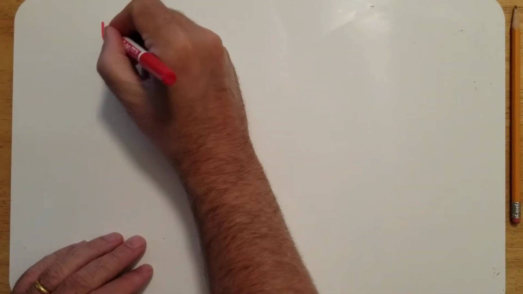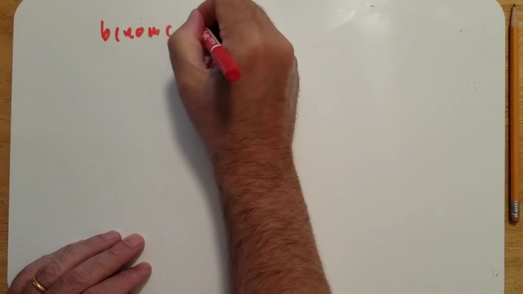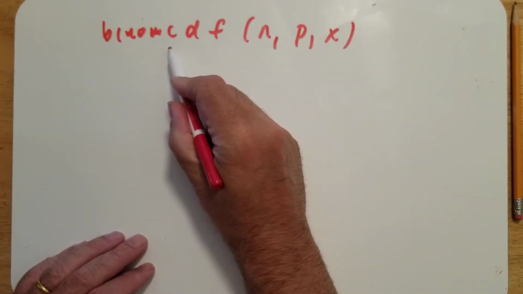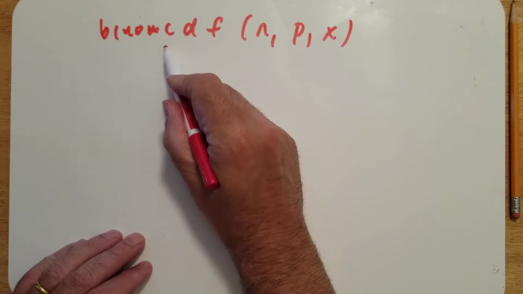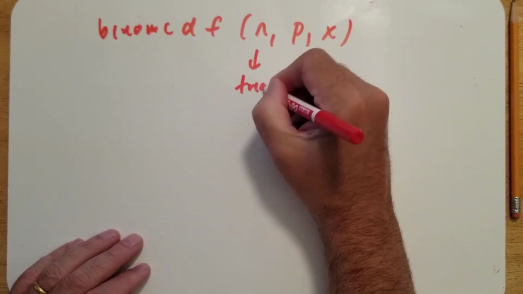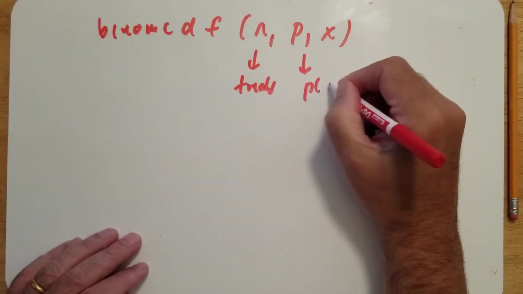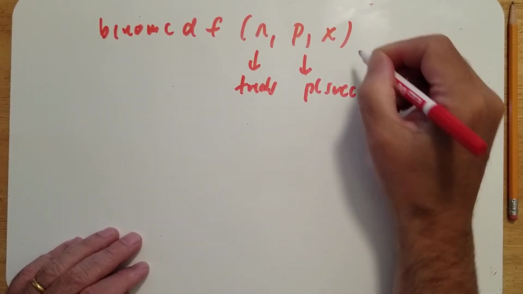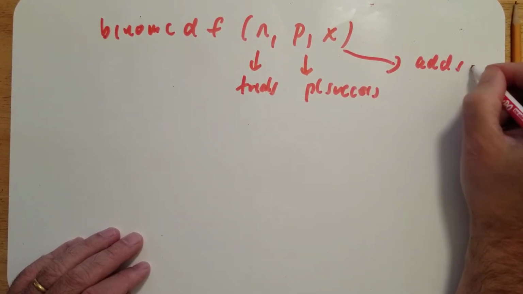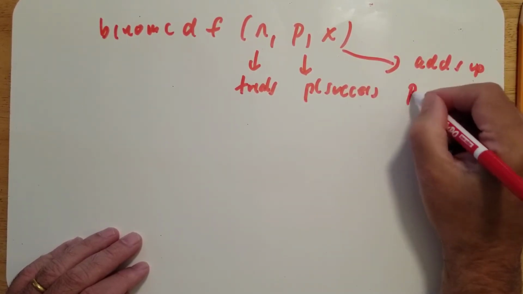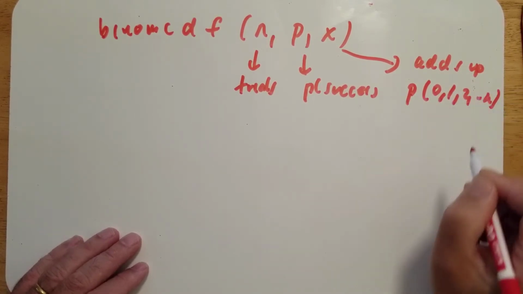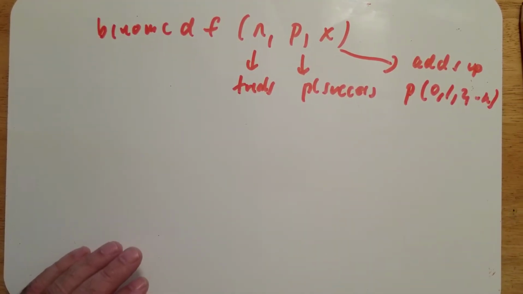This is binom CDF NPX. Now the C there means it's going to accumulate all the probabilities of 0 through X. This is again the trials. This is the probability of success. And for CDF, this adds up the probabilities of 0, 1, 2, etc. up to N. So it kind of accumulates the probabilities.